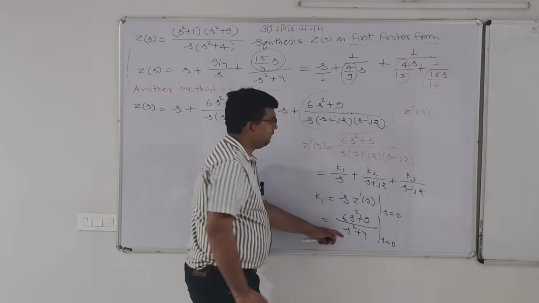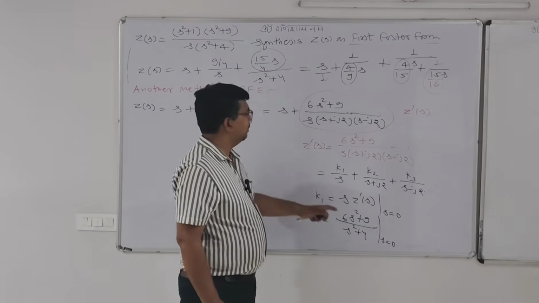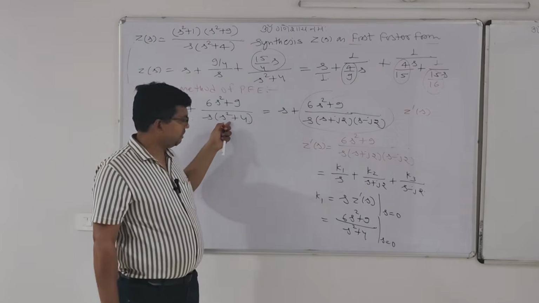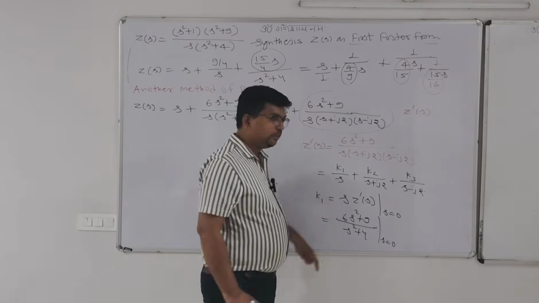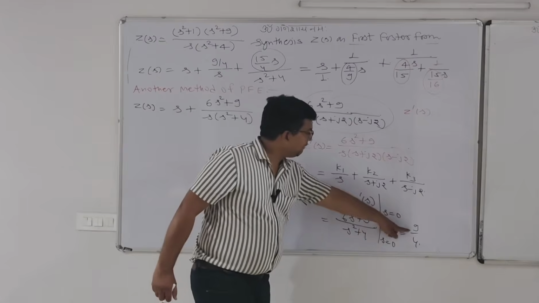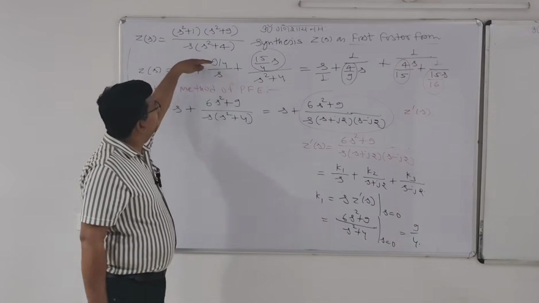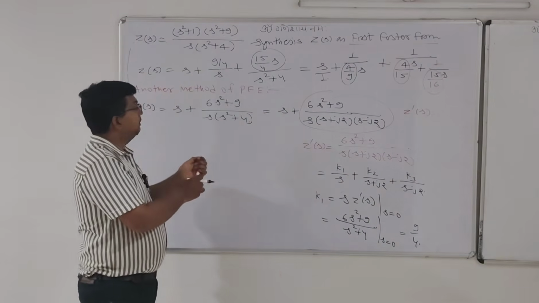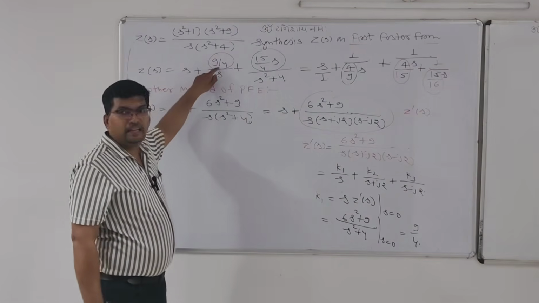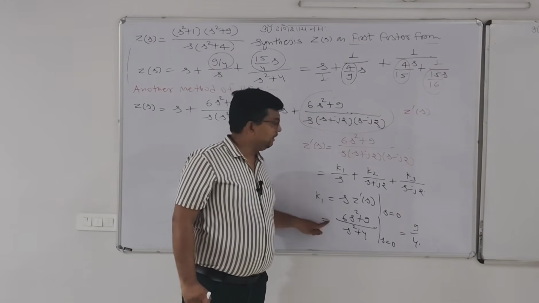Now why have I written s square plus 4 here? Because the product of s plus j2 and s minus j2 is s square plus 4. Putting s tends to 0, what does this become? 9 by 4. This 9 by 4 is the same as what we determined earlier as A. So A and this K1 are the same thing.